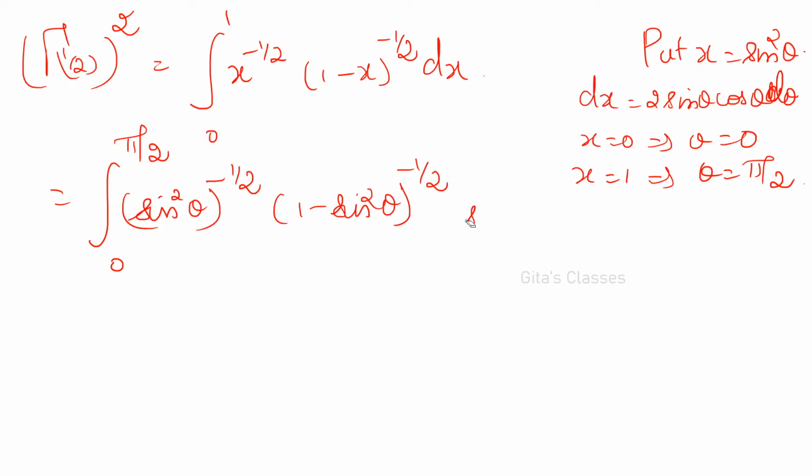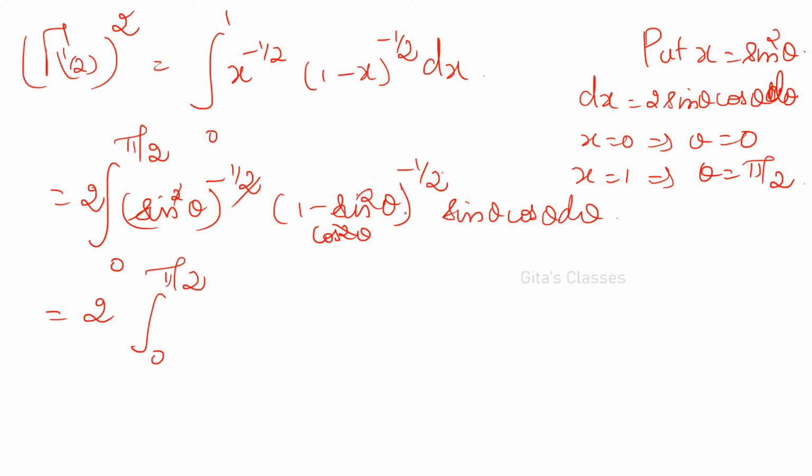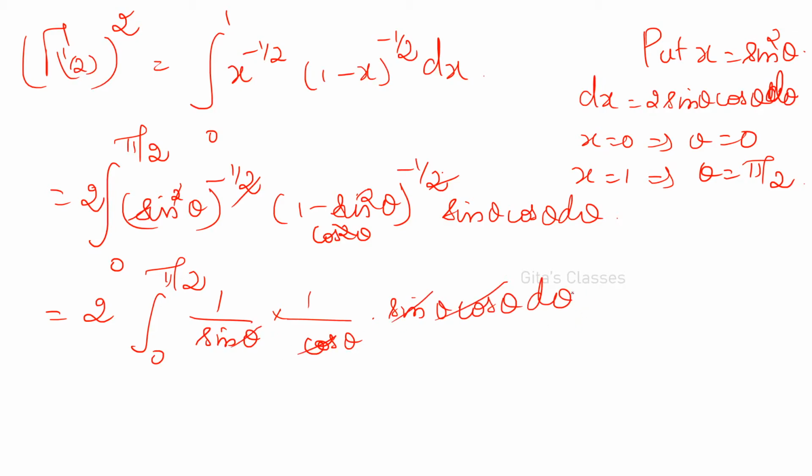2 into 2, I can write it outside, into sine theta cos theta d theta, right? So this is equal to 2 into integral 0 to pi by 2. Sine squared, so 2 will get cancelled. Here again 2, here it will become cos square theta and this 2 will get cancelled. So here you will be getting 1 by sine theta, sine theta the whole power minus 1, right? So 1 by sine theta into 1 by cos theta into sine theta cos theta d theta. So sine and sine cos will get cancelled. You will be getting 2 into pi by 2.